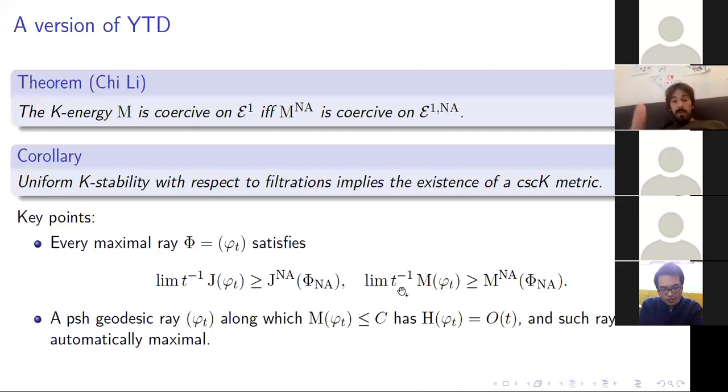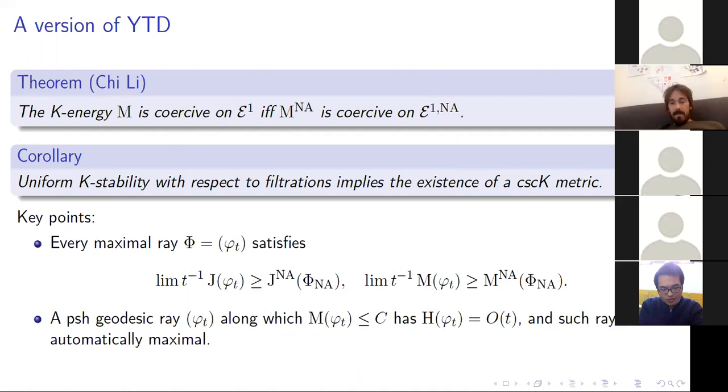Okay, and then if you combine the two things, then you're good. So you assume that M^NA is coercive on E^1,NA, and you want to show that M is coercive on E^1. If it's not coercive, you get a PSH ray along which M is bounded. By the key observation, the ray is maximal, and then you have control on the slopes of J and M as above, but with an equality sign for the J part.